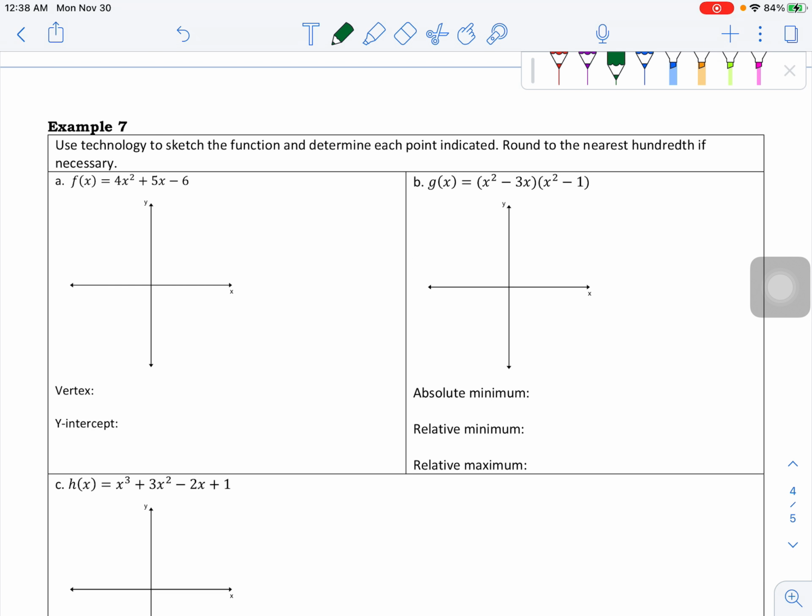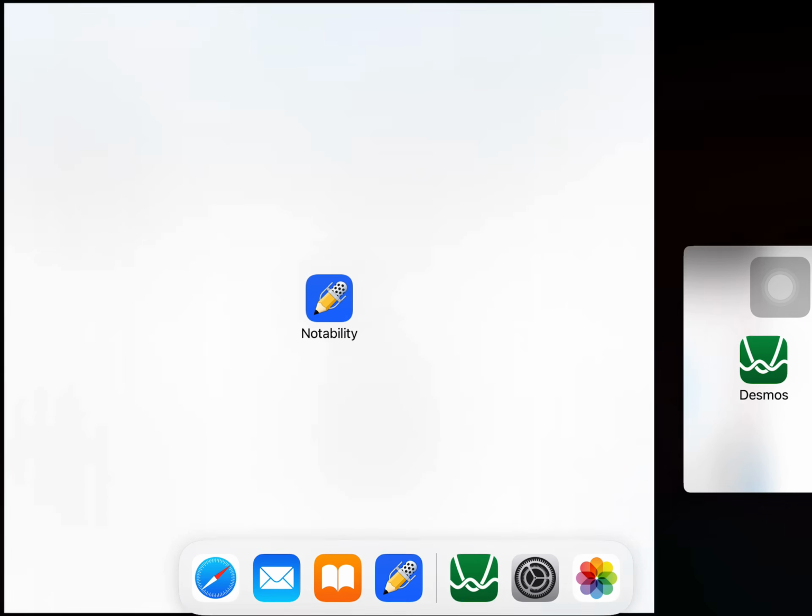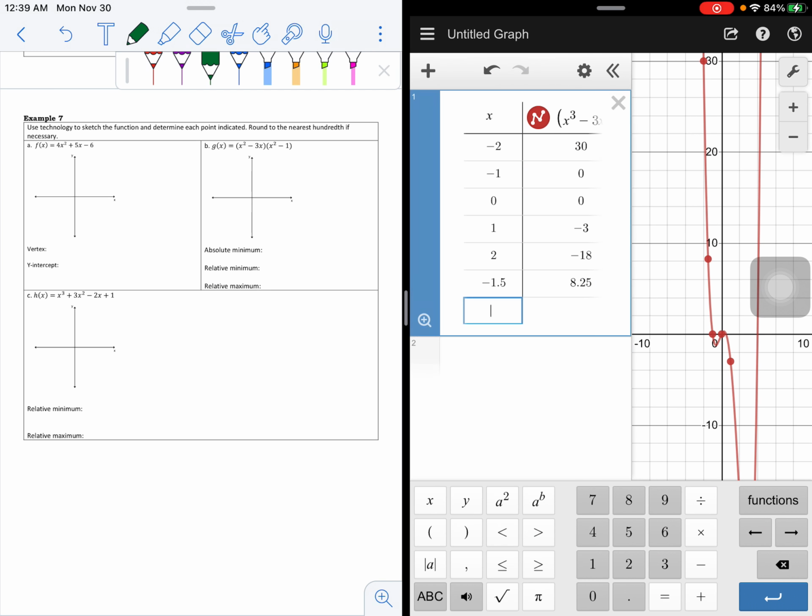All right, so this is the last example in the lesson number 5 sheet. It says to use technology to sketch the function and determine each point indicated. Round to the nearest hundredth if necessary. Hundredth is 2 decimal places, just FYI. I'm going to do the first 2 problems on Desmos, and I'm going to do the last problem, part C, on Calculate 84. So I'm going to go ahead and split screen with Desmos here.